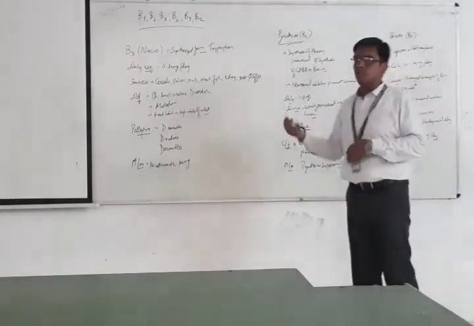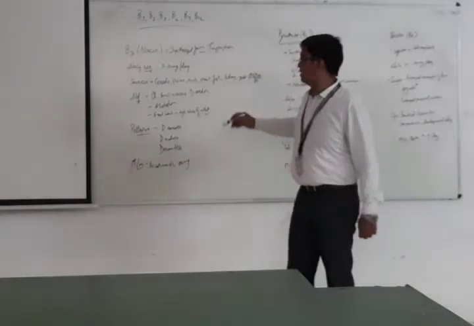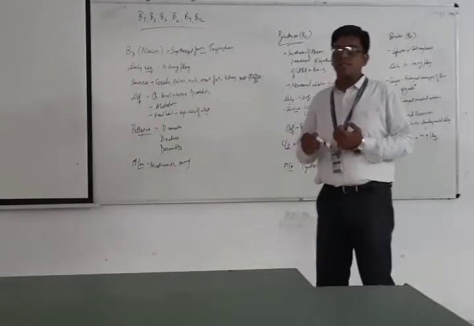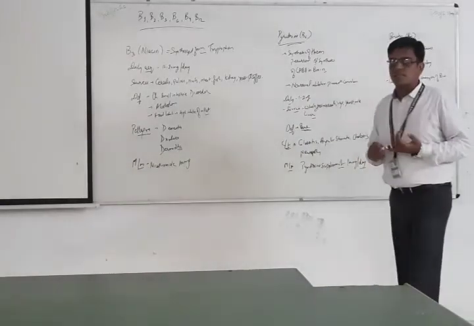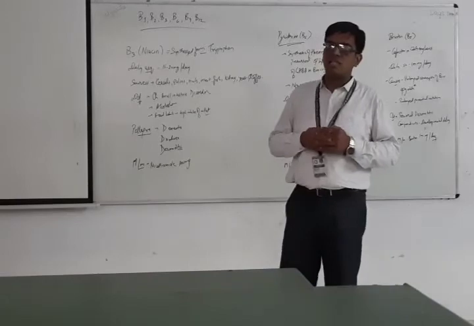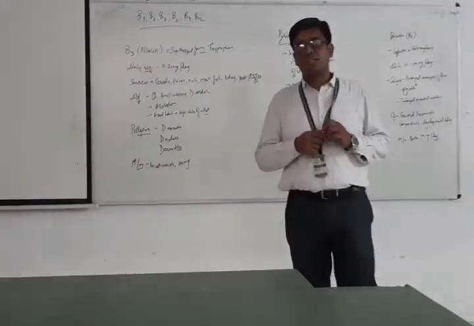If intake is less than that, then we will see the deficiency disorders due to vitamin B3. Now, the rich sources for vitamin B3 are cereals and pulses, nuts, meat, fish, kidney, yeast, and coffee. So, these are the rich sources for vitamin B3.